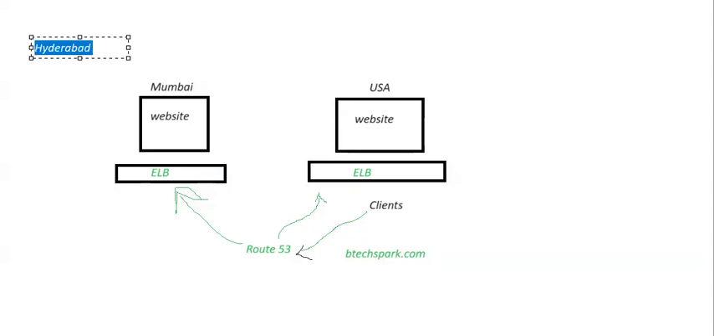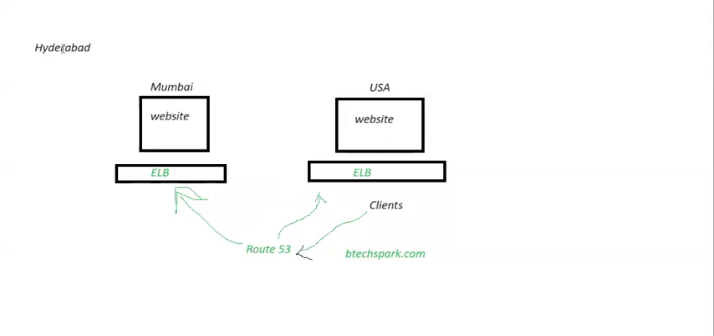From Hyderabad I'm getting traffic. Now what happens? My request will again go to where? The nearest location, that is what? Mumbai. Based on the traffic, this Route 53 will send the traffic to this region or else the USA region.